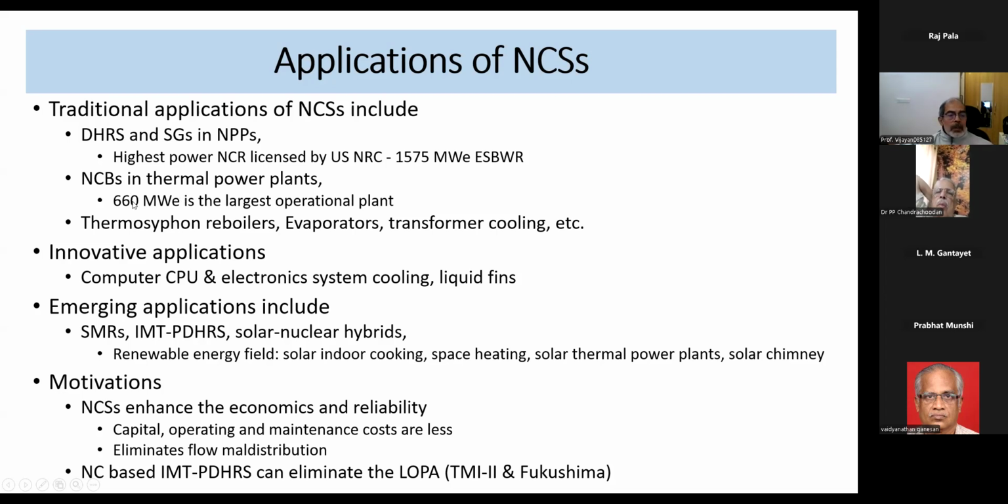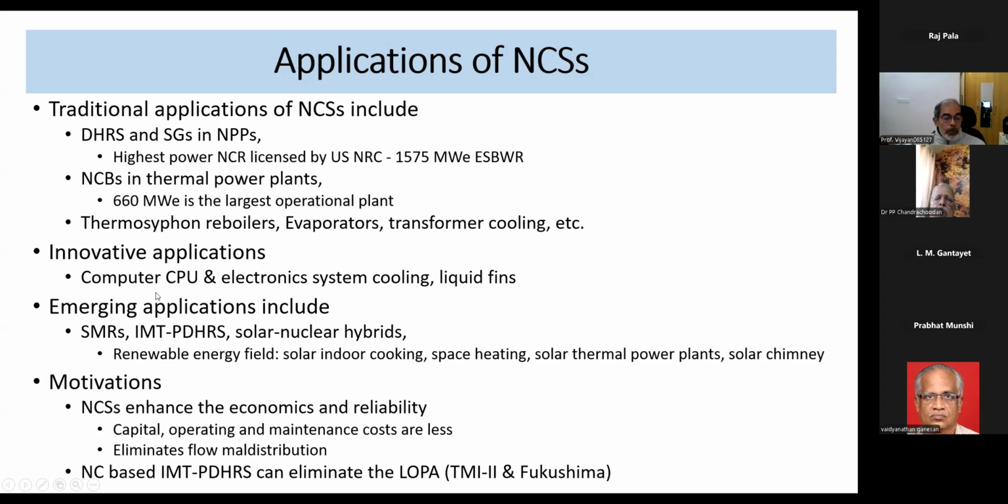Now, if you look at other fields, in thermal power plants, the highest power plant based on a natural circulation boiler is 60 megawatt electric. Several such plants are working in South Africa and Australia. Even in India, many of them are working, but not as high, I think it is about 300 megawatt electric. And these are some of the traditional applications: the thermosiphon reboiler is there in every distillation column. Then there are many others.